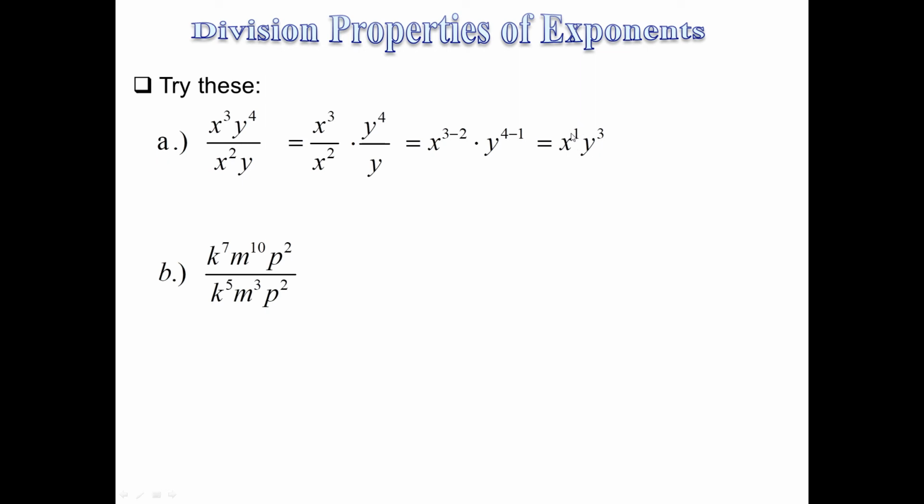But remember, anything that has a 1 exponent, just like here, there's a hidden 1 exponent, you don't write the 1. Just write it as xy cubed. You don't need the 1 there. It's implied, because if there's an x, well, of course there's 1x. So you don't have to write it.